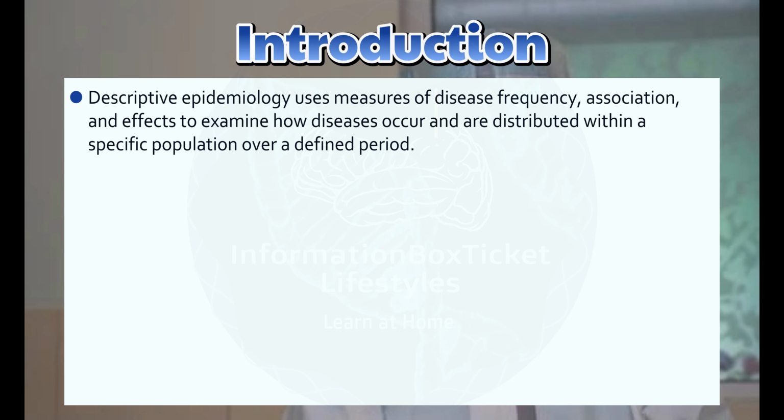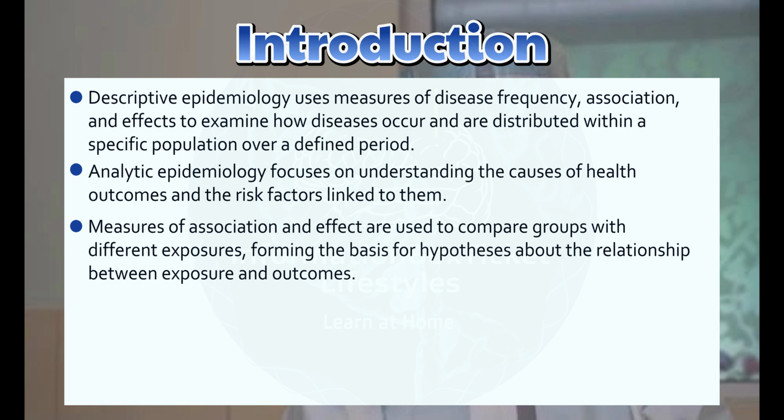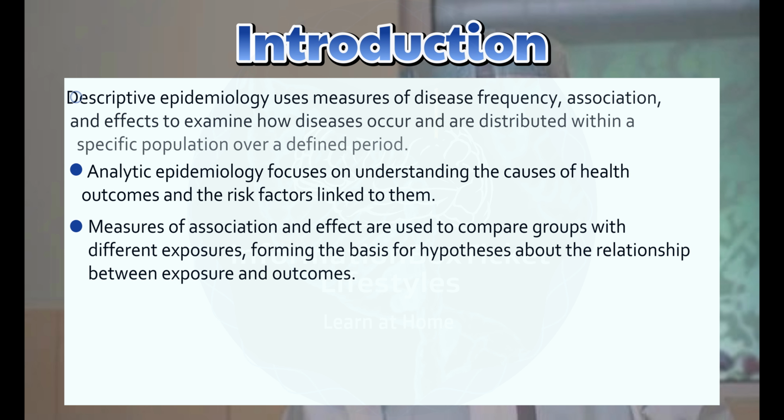Descriptive epidemiology uses measures of disease frequency, association, and effects to examine how diseases occur and are distributed within a specific population over a defined period. Analytic epidemiology focuses on understanding the causes of health outcomes and the risk factors linked to them. Measures of association and effect are used to compare groups with different exposures, forming the basis for hypotheses about the relationship between exposure and outcomes.